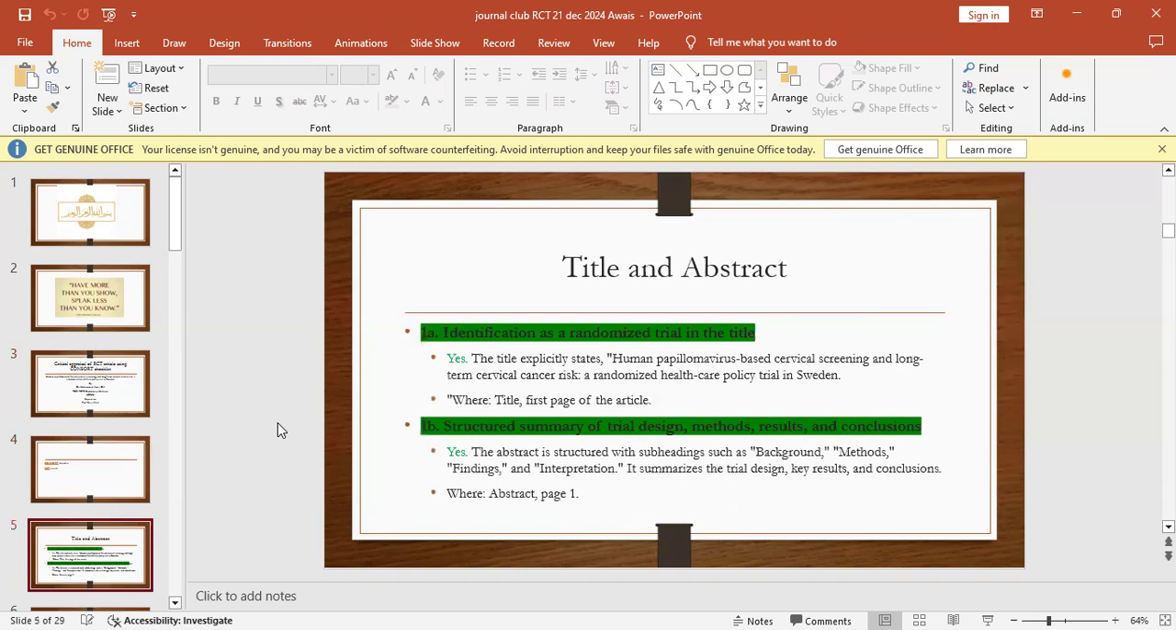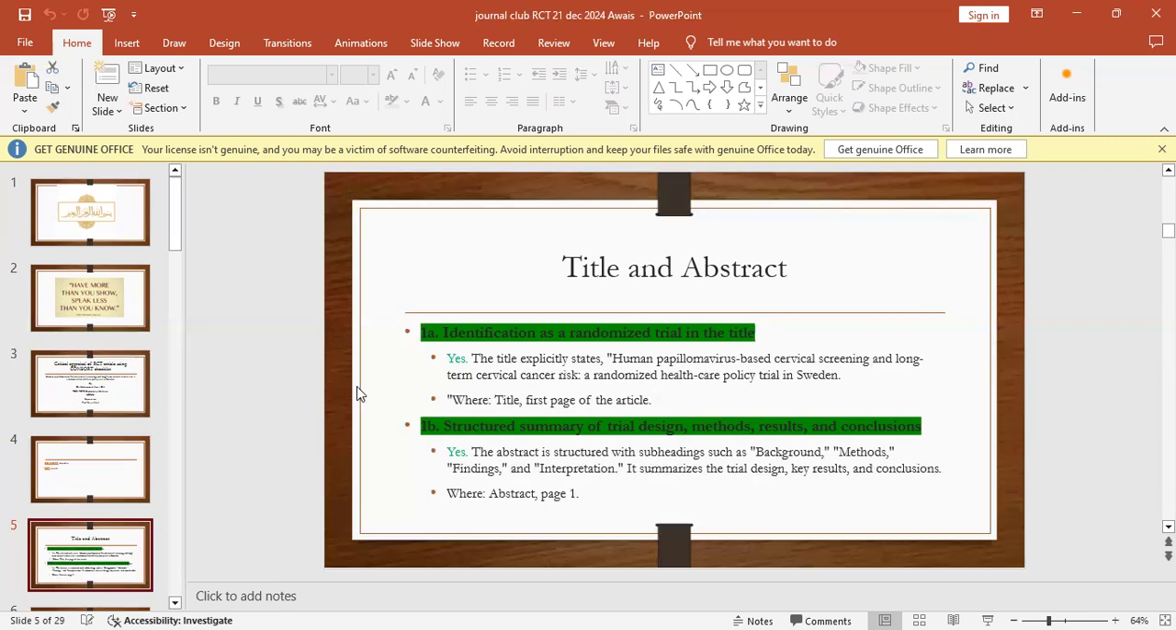I am going to critically appraise the article by each slide having each point of the CONSORT checklist from the article. Now, from the title and abstract, in the first point we have to identify whether the article has included the randomized control trial in the title or not.